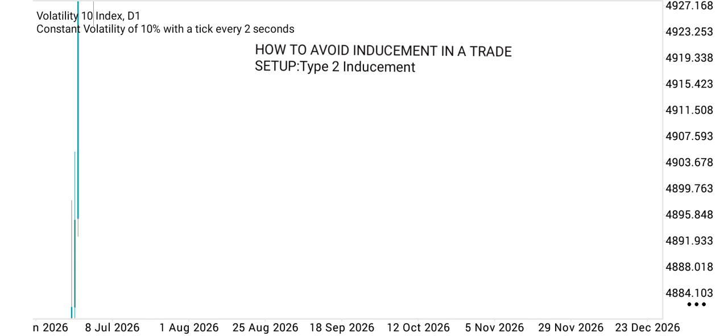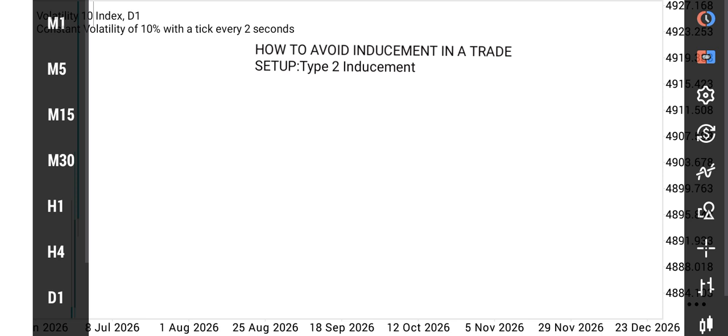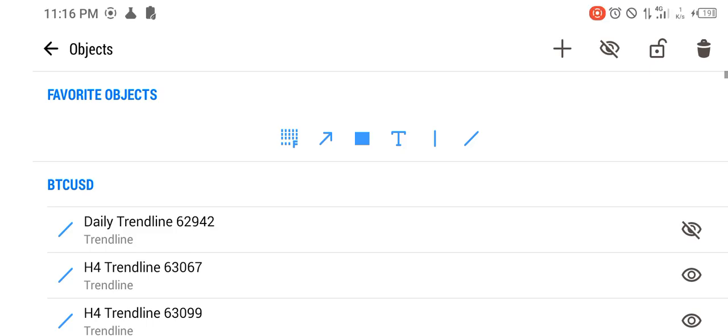I want you to pay close attention to spot the difference between a type 1 inducement and a type 2 inducement. We always make examples using the downtrend and the uptrend. The phase we are in now is a phase where we are using diagrams. We will get to a phase where we are using charts as examples. So let's dive into the deal of today.